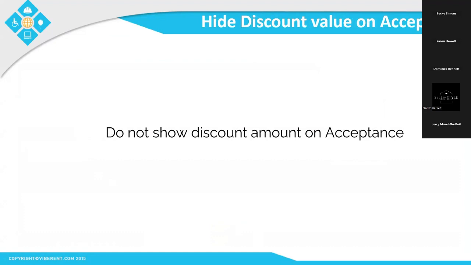Okay, do not show discount on quote acceptance. So we have a lot of customers that provide a simple $100 or $150 discount, or small discounts, to round off the quote to a figure. But they don't want to show the discount value on the quote acceptance, otherwise they get questioned on things like that. So we have introduced functionality to accommodate this in Viberent.